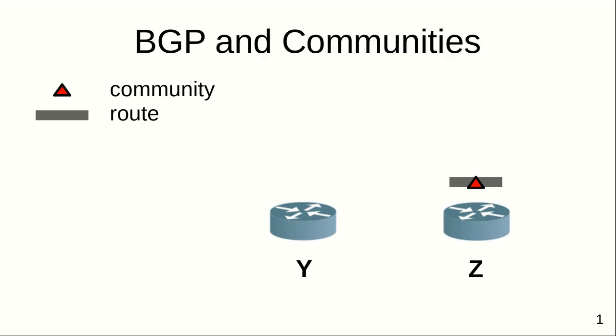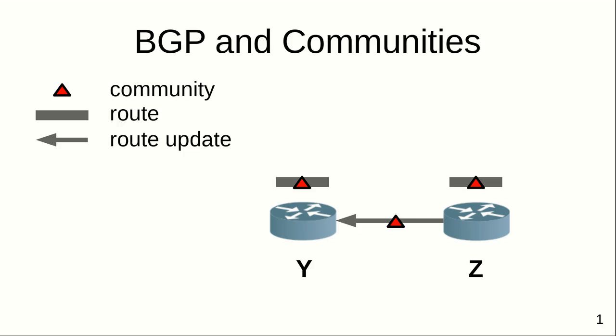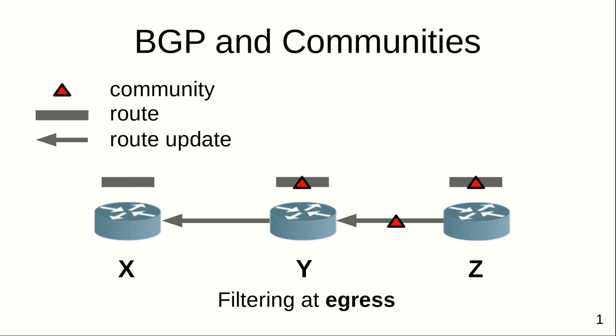In this simplified example, ASZ announces a route with a community attached towards ASY. However, communities are not standardized in their meaning, so ASY in this example may not necessarily understand the community. Since the community attribute is a transitive and optional attribute, ASY can simply ignore the community and export the route to ASX. Or it can filter the community prior to exporting the route. Also, it can filter the community when importing the route, so the community propagation stops at the ingress of ASY.